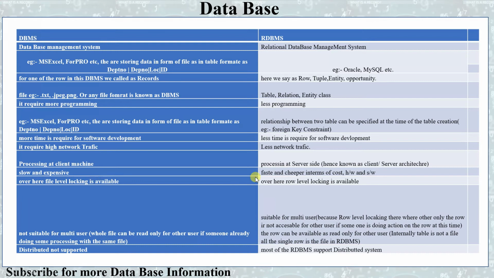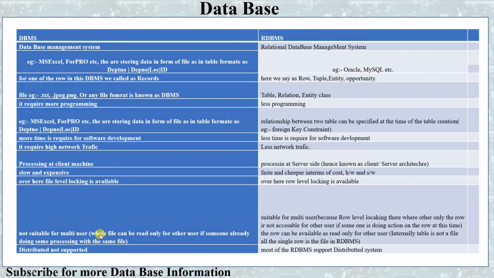DBMS is slow and expensive. RDBMS is fast and cheaper in terms of the cost of hardware as well as software. In a database management system, file level locking is available. Over here in the RDBMS, row level locking is available.